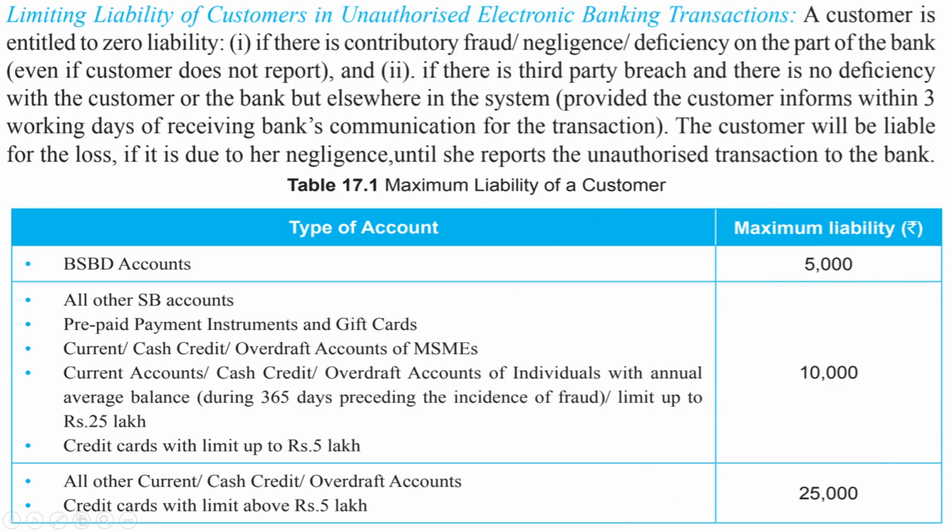In case of a basic savings bank deposit account, maximum liability will be 5,000. In case of all savings bank accounts, prepaid payment instruments and gift cards, current account, cash credit, overdraft account of MSME, current account, cash credit, overdraft account of individuals with annual average balance or limit up to 25 lakh, and credit cards with limit up to 5 lakh, they all have a maximum liability of 10,000. All the other current accounts, cash credit, overdraft accounts and credit cards with the limit above 5 lakh, 25,000 will be the maximum liability. These are the liabilities of a customer.